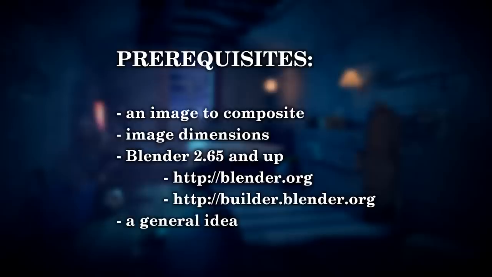Next, we should at least have Blender 2.65 and up. So we could go to blender.org, then under the download section, we could check there the latest stable release of Blender. Or if you wanted to download the latest bleeding edge, you could go to builder.blender.org and download the build for your OS. This is so we could take advantage of the latest improvements and compositing speedups. And last but not the least, a general idea on what we really want to achieve. And with all that aside, let's fire up Blender.